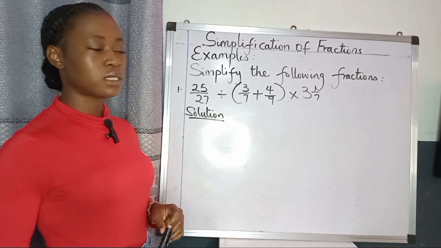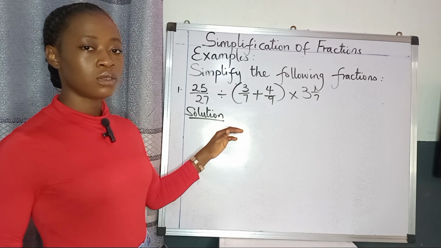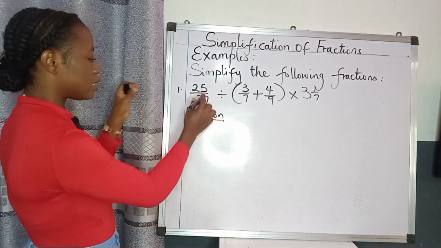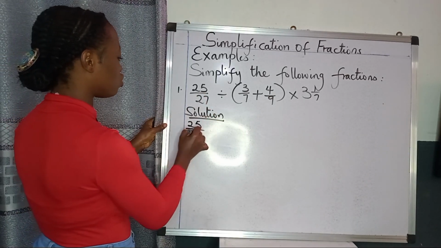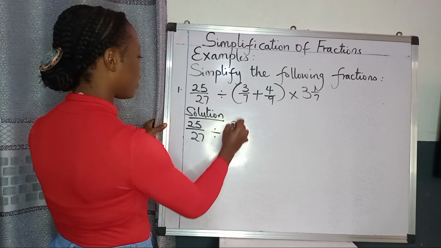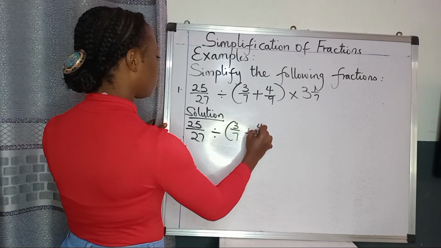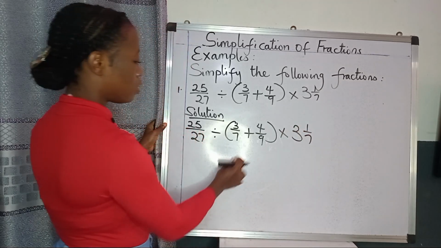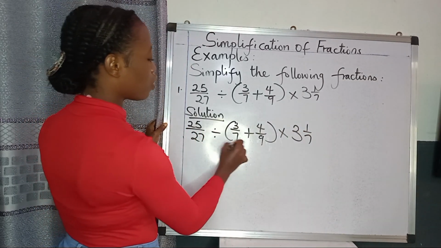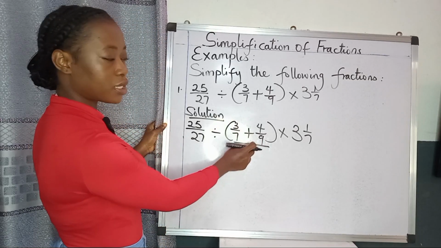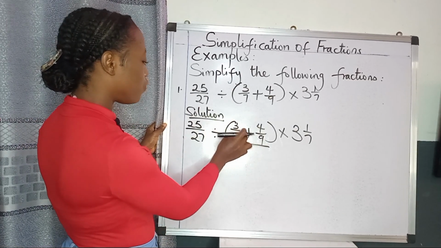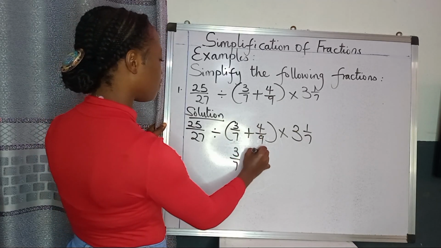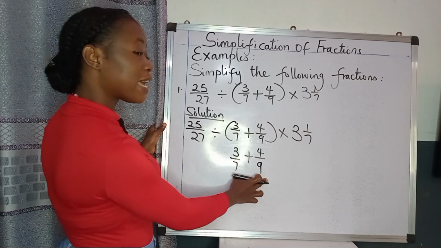Now, according to BODMAS, bracket comes first. So in this case, I need to work out what I have in this bracket. But before I do that, I need to write out the question as stated. So divided by 3/7 plus 4/9 times 3 whole number 1/7. So I'm working on what I have in the bracket first, according to BODMAS. So for the bracket, I have 3/7 plus 4/9.